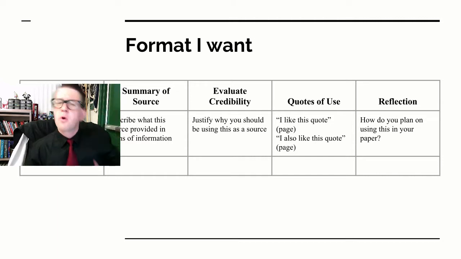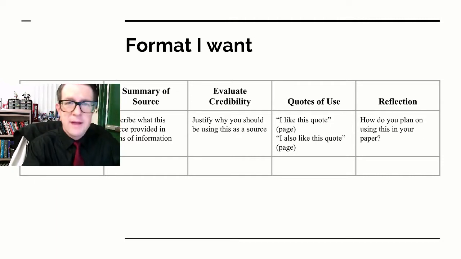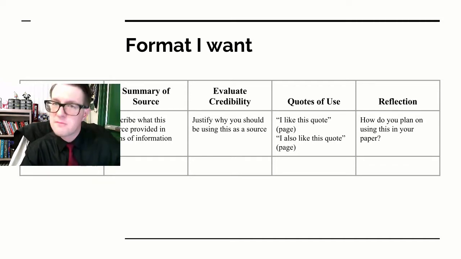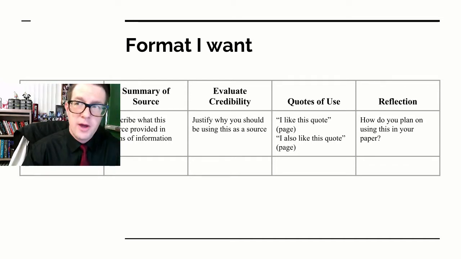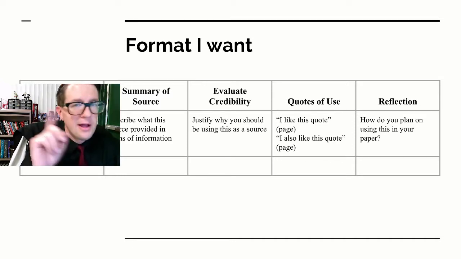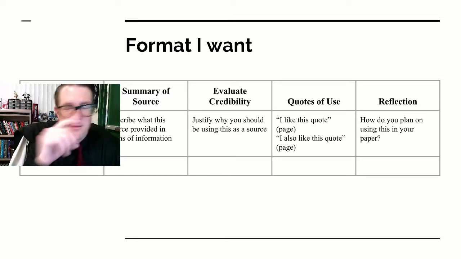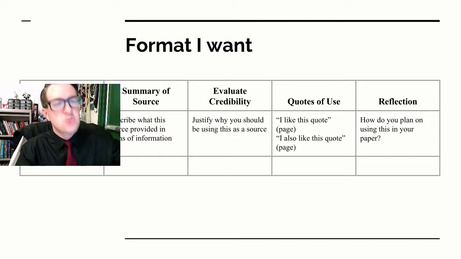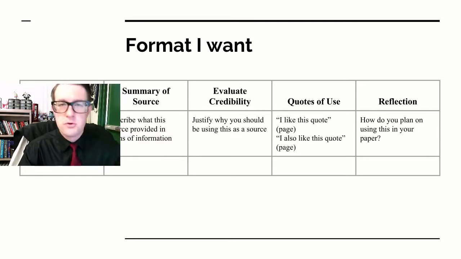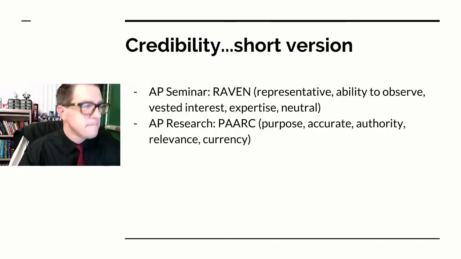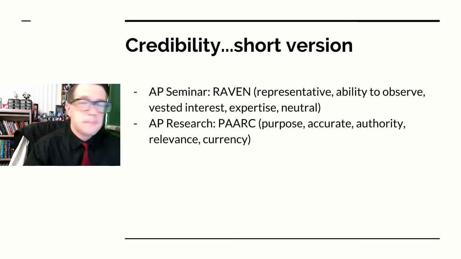And then reflection. So how are you planning on using this? What's the point of you grabbing this? What benefit will you get from utilizing this particular paper? And if you have 30 sources, 30 rows. If you have 5 sources, you aren't going to be able to pull anything off with 5 sources. But if you have 5 sources, then you have 5 rows. Seems simple enough.